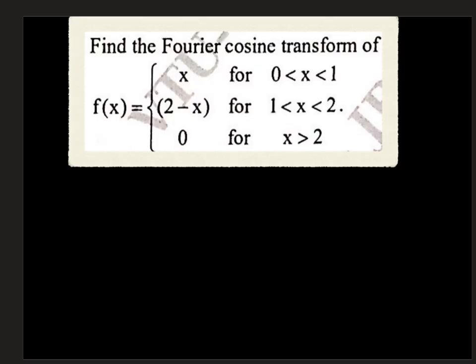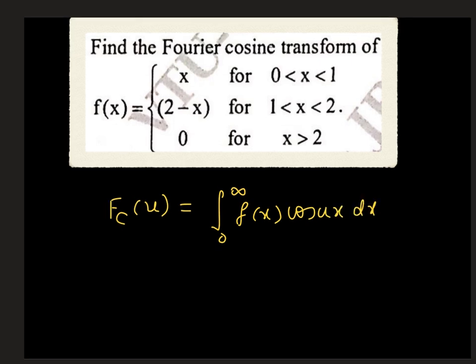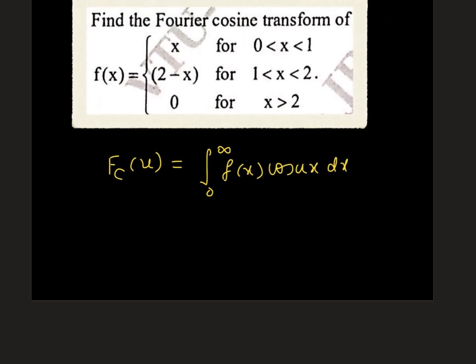The next problem we have here, the function is split over different intervals. Overall we have 0 to 2. They are asking to find the cosine transform. So first I'll write the formula of the cosine transform. Fc of u is integral 0 to infinity f of x cos ux dx. Now we substitute the function as split in the given function.